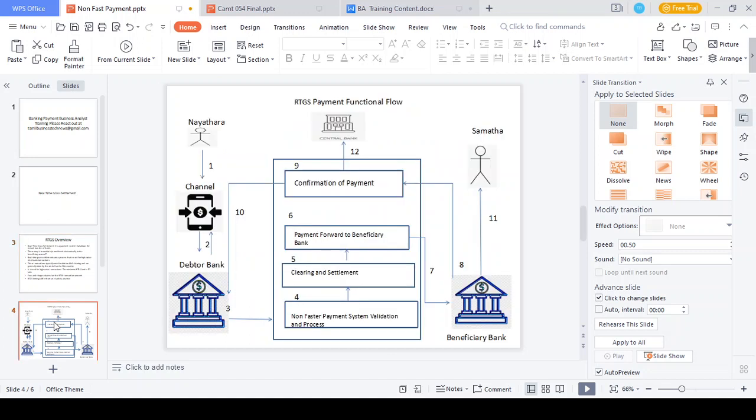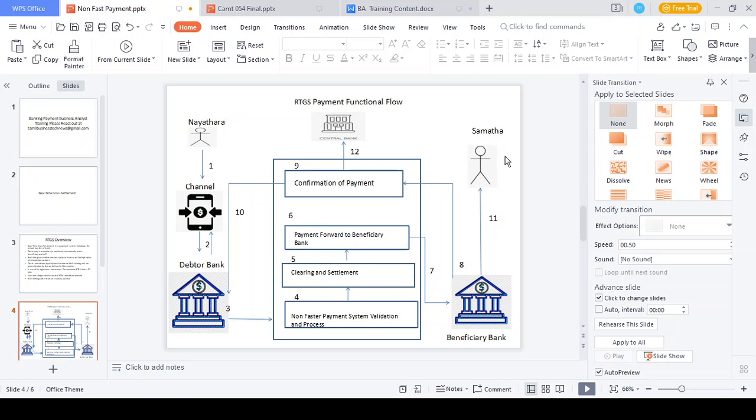Next we will look at the payment flow. In this example I will use some senior actors' names, because people said they cannot remember the concept, so for that reason I use actors' names. Naindara needs to send 3 lakhs to Sambandha.